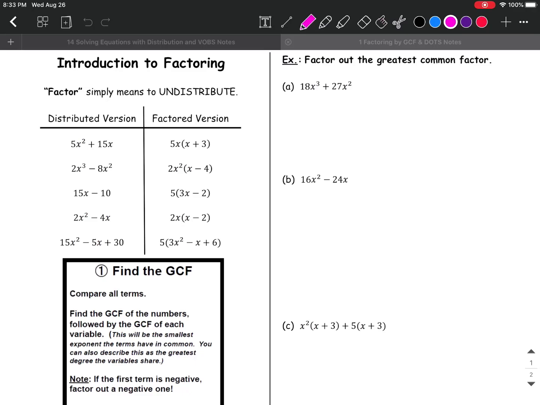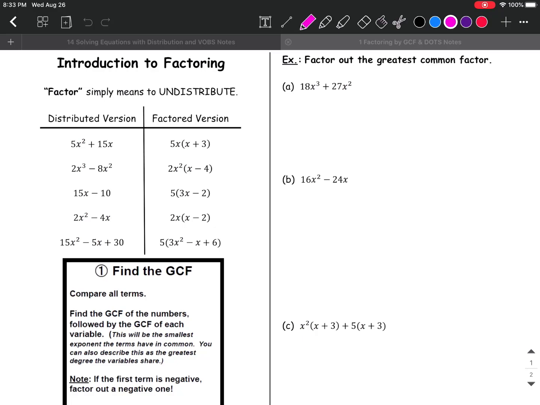Okay, so today we're going to look at factoring. We're going to look at two types of factoring. We're going to look at factoring out the greatest common factor, and then we're going to look at factoring the difference of two squares. So make sure you're all settled, make sure you have your notes, make sure you've checked your tech, and here we go.